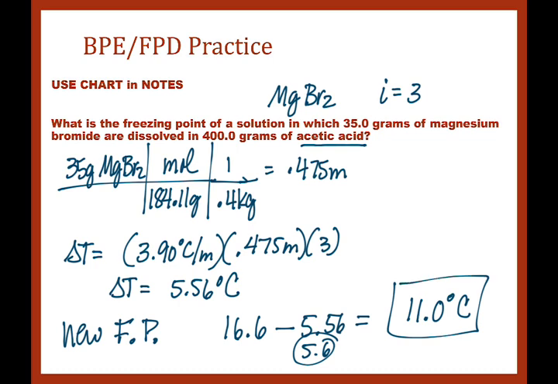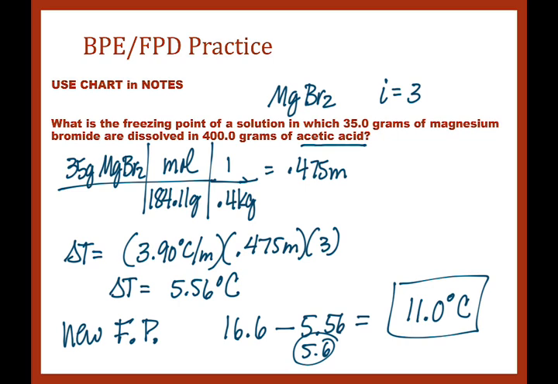And before you start freaking out, you do not have to memorize this chart, with the exception of knowing the boiling point and freezing point of water. I do expect you to know that. KB and KF of water I would give you, okay? But you do need to know the boiling point and freezing point of only water. The rest of that stuff, if I want you to do something besides water, I will give you those freezing points and boiling points, okay?